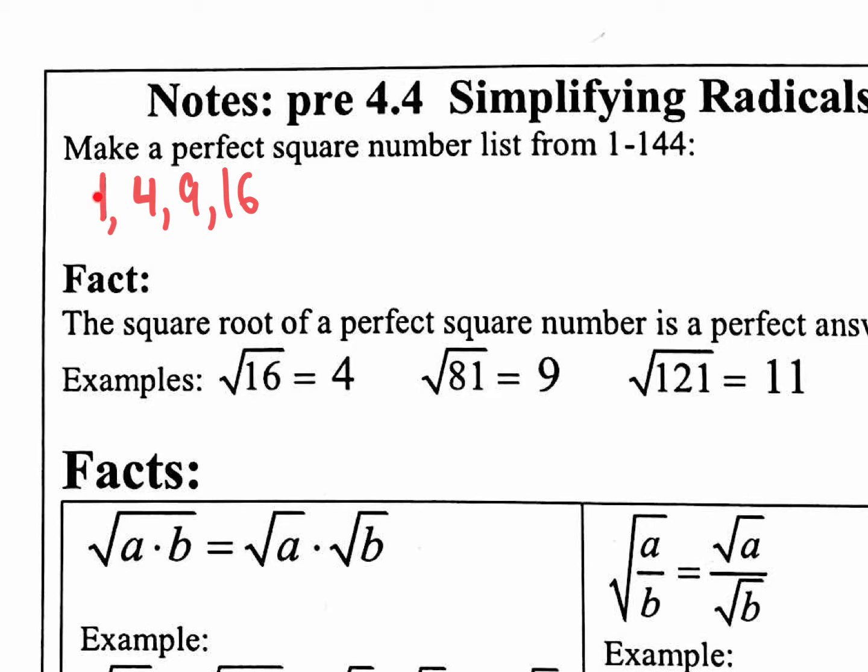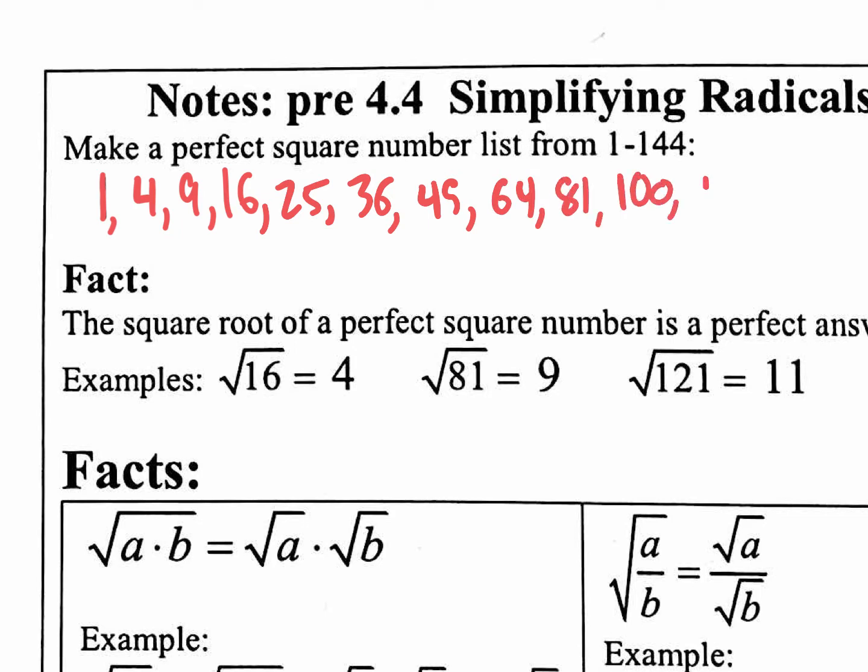The number 1 squared is 1. 2 squared is 4. 3 squared is 9. 4 times 4 is 16. 5 times 5 is 25. 6 times 6 is 36. 7 times 7 is 49. 8 times 8 is 64. 9 times 9 is 81. 10 times 10 is 100. 11 times 11 is 121. 12 times 12 is 144. And of course, the list goes on forever and ever and ever.